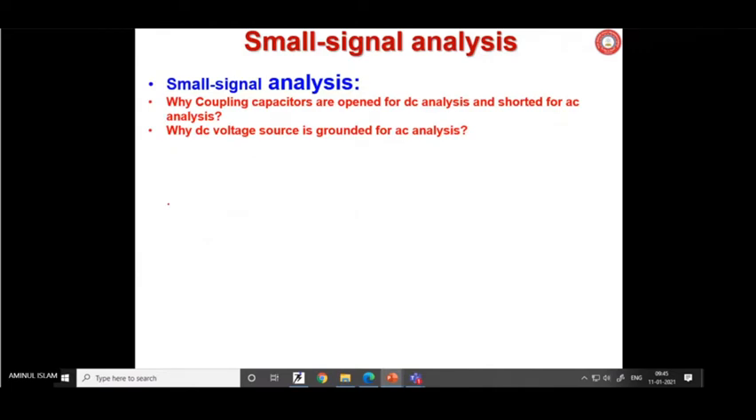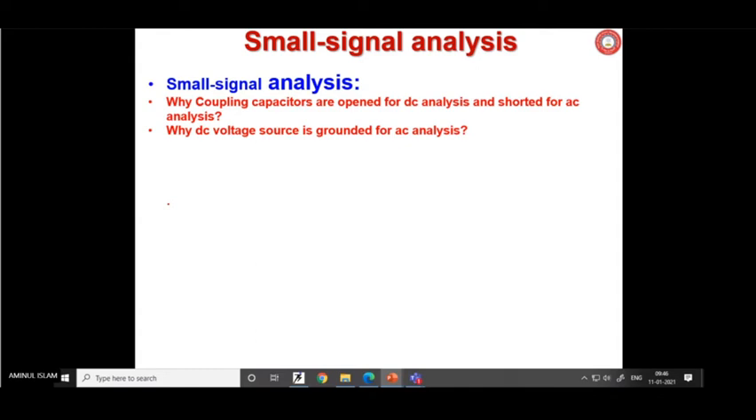Now you have not asked, but let me ask: why are coupling capacitors open for DC analysis and shorted for AC analysis? That's the first question. The second question is, why is the DC voltage source grounded for AC analysis? Just now I was talking about that. Tell me any answer to these questions. You have done a one semester course earlier for this, and I hope you all have done it.